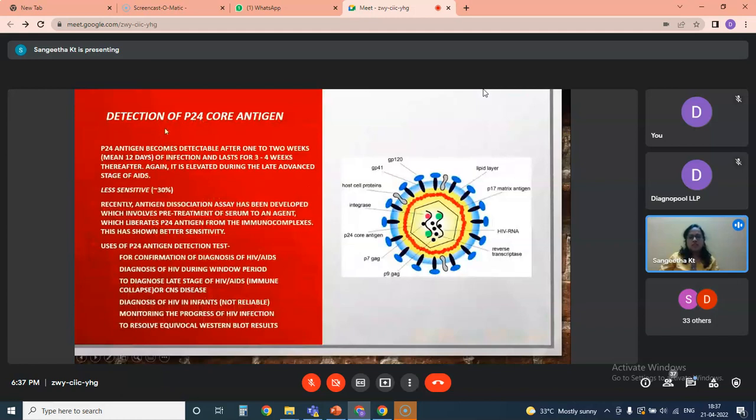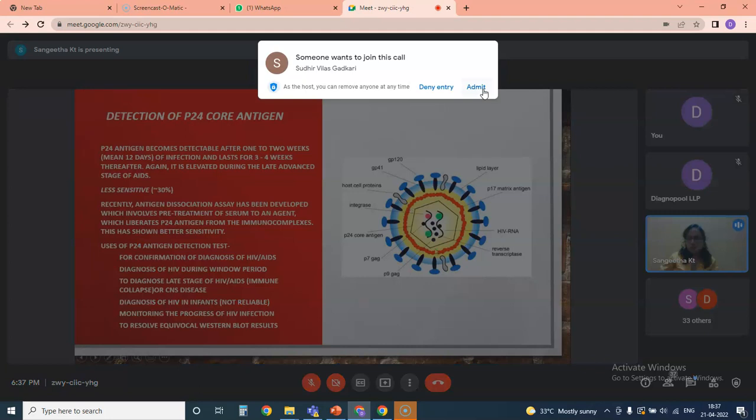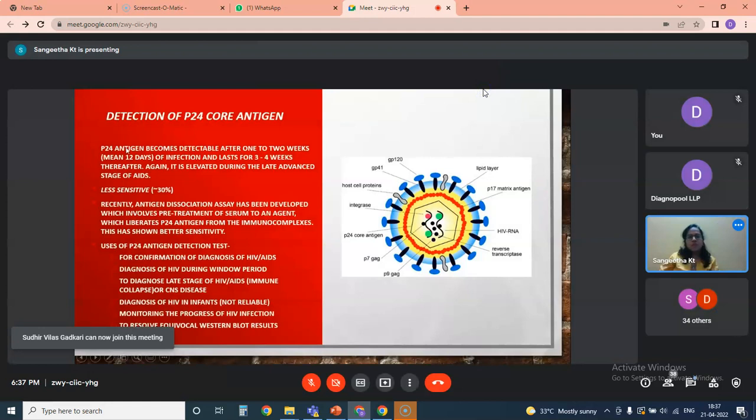So now the other test, which is not so commonly used, is the detection of P24 core antigen. I've already discussed this is a nucleocapsid protein, the P24 core antigen. So here I have told that the P24 becomes detectable usually after 2 weeks of infection and lasts for nearly 3 to 4 weeks. Thereafter again it is elevated during the end stages of AIDS disease.